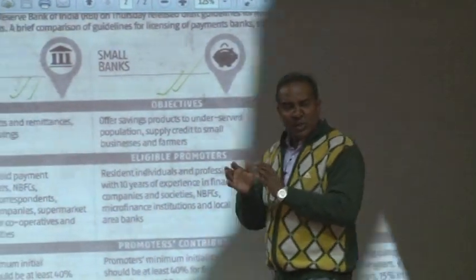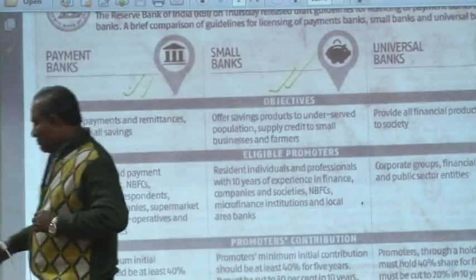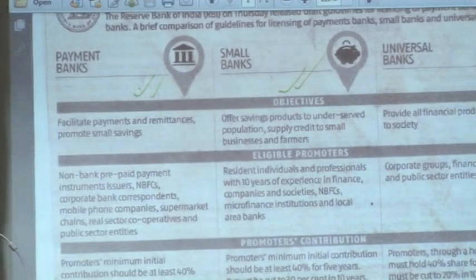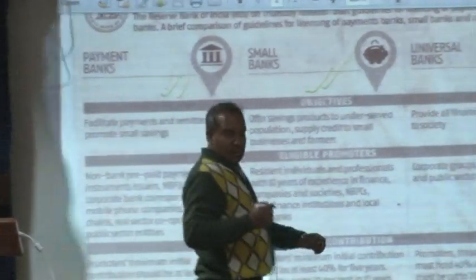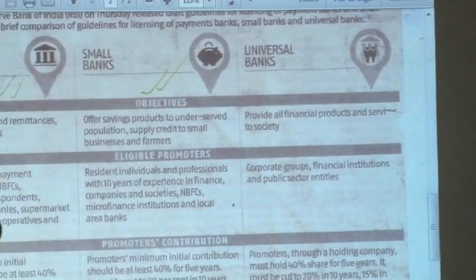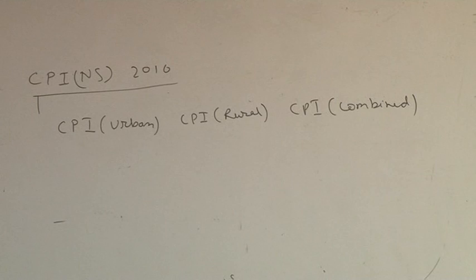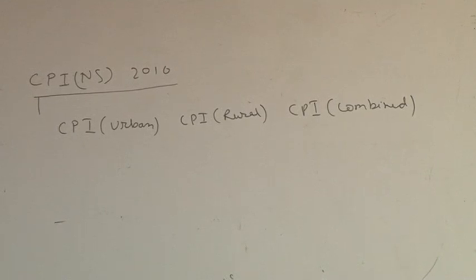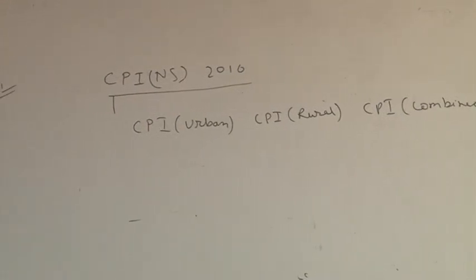Now consumer price index, CPI new series, remember, CPI new series has been accepted as the index combined. This is the new series that came out in 2010. So now government and RBI policy is focused on this. Why new series? There is an old series of CPI.